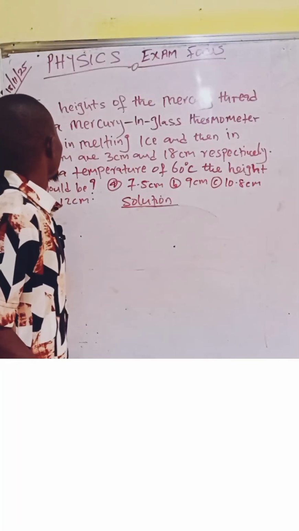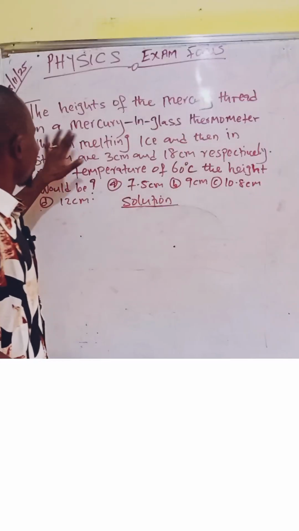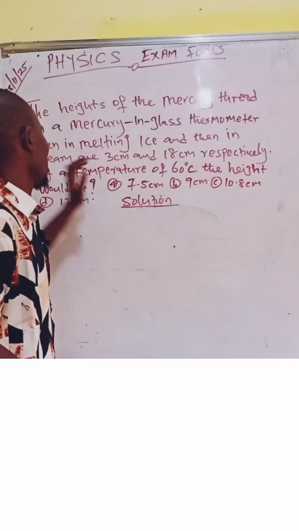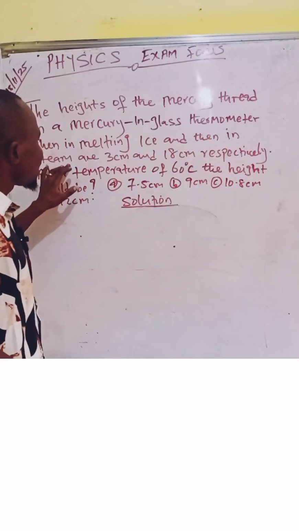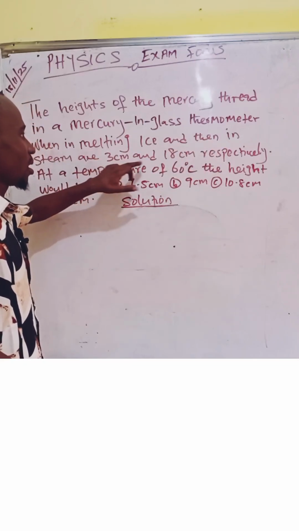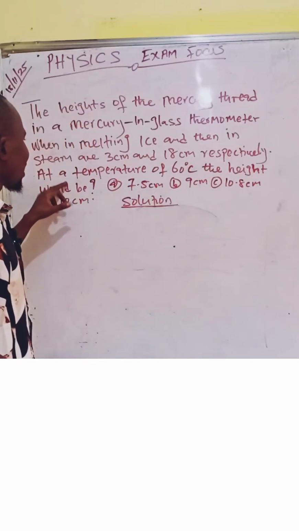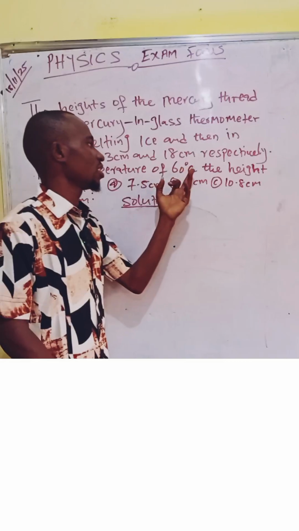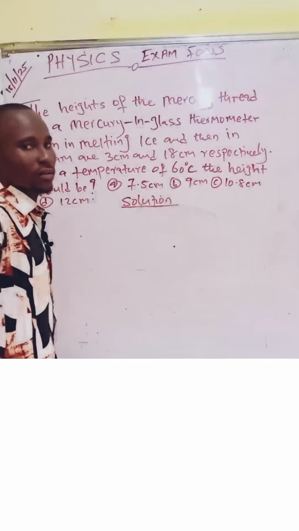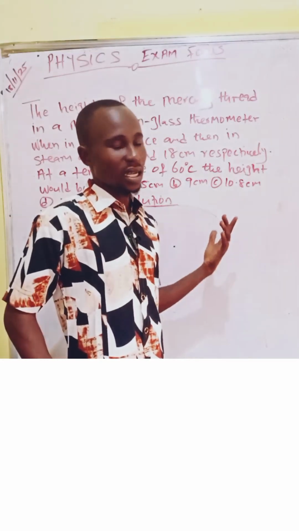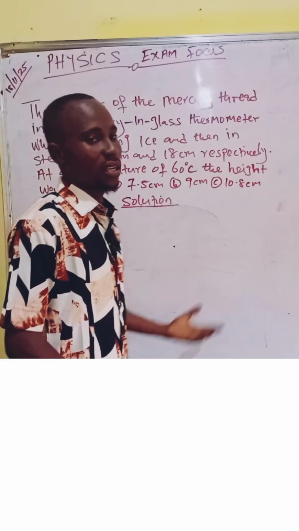The question is: the height of the mercury thread in a mercury-in-glass thermometer when in melting ice and then in steam are 3 centimeter and 18 centimeter respectively. At a temperature of 60 degrees Celsius, what is going to be the height?